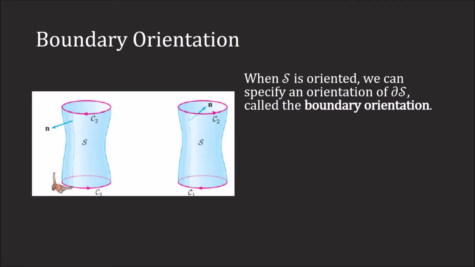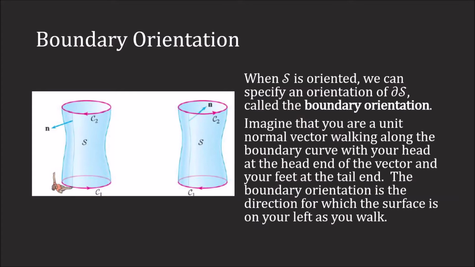So when S is oriented, we can specify an orientation of the boundary of S, which is called the boundary orientation. Imagine that you are a unit normal vector walking along the boundary curve with your head at the head end of the vector and your feet at the tail end. The boundary orientation is the direction for which the surface is on your left as you walk. As you can see here, your head is out here, it's an outward pointing normal, your feet are here. This would be the direction that the surface is on your left.